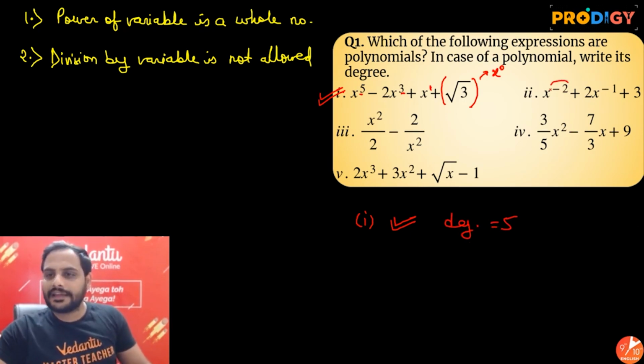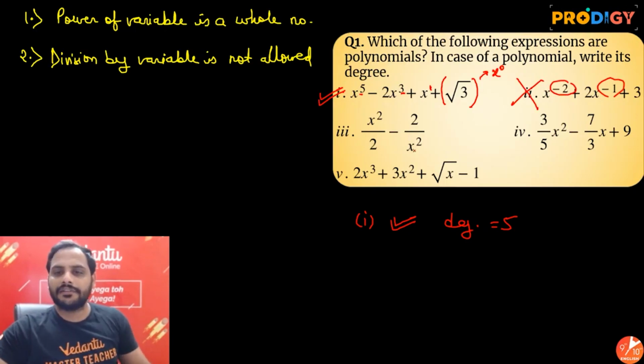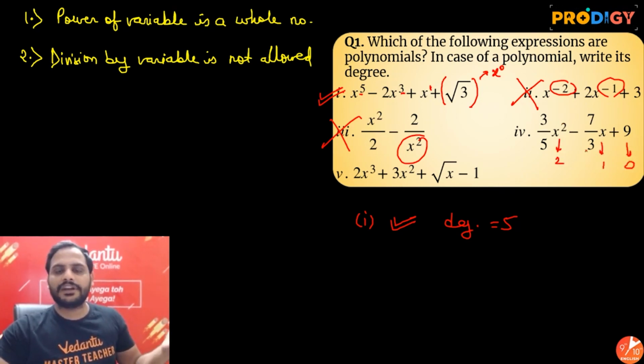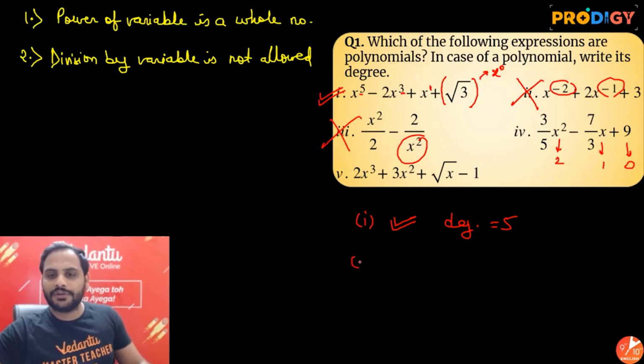Second one, I can see negative powers, not a polynomial. Third one, x square is in the division, not a polynomial. Fourth one, power x square, power x, power 0. So power is 2, power is 1, power is 0. And 3 by 5, 7 by 3: division by a number is allowed. Here 5 is in the denominator, you can divide by a number, no problem. So the fourth one also is a polynomial, and its degree, the maximum power, is 2.